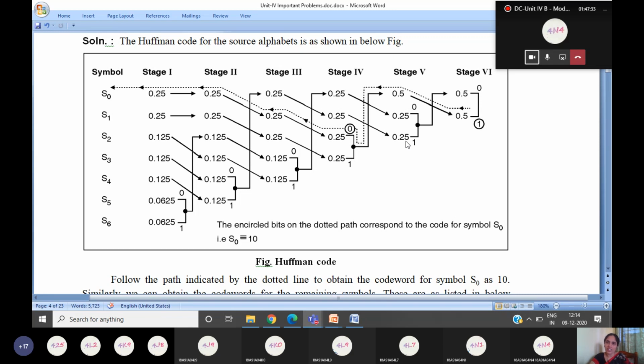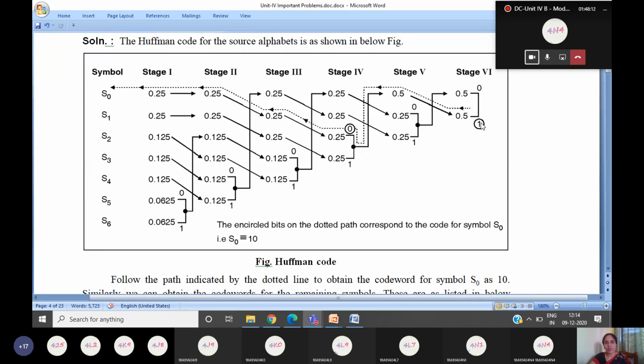Next, once again, add the last two terms. So 0.25 plus 0.25 is 0.5. So here we have 0.5 once again, but the newly added value will be considered in the top position, and the earlier 0.5 goes to the lower position. So the reduction process is completed up to here, but at last you will combine these two to generate the total probability as 1. There you assign 0 to the last but one term and 1 to the last term.